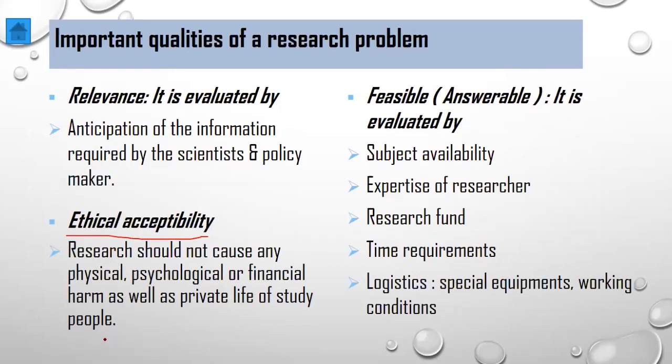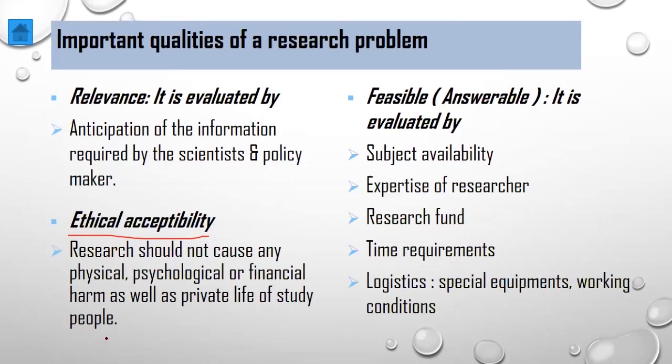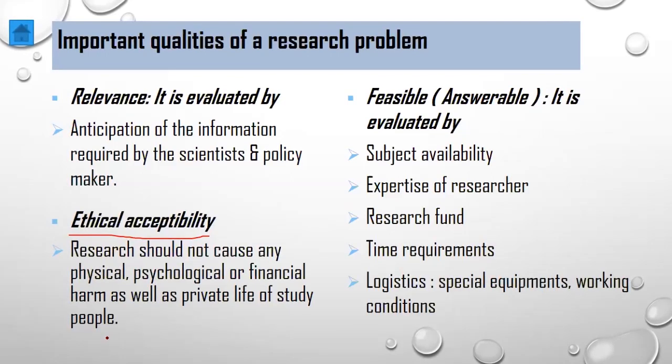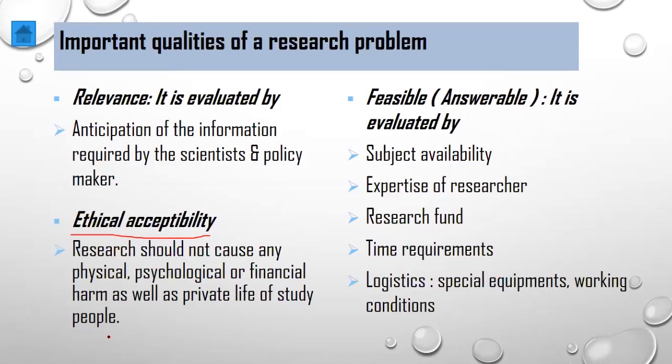So if I summarize the qualities of a research problem, the first one is importance, number two, relevance, number three, feasibility, and number four, ethical acceptability. This is very, very important for the exam. Try to remember this in a very short form: importance, relevance, feasibility, and ethical acceptability.